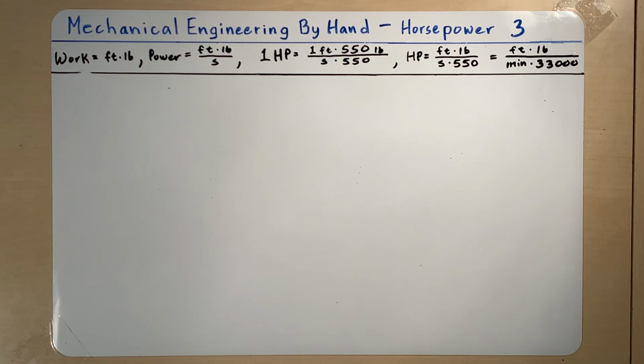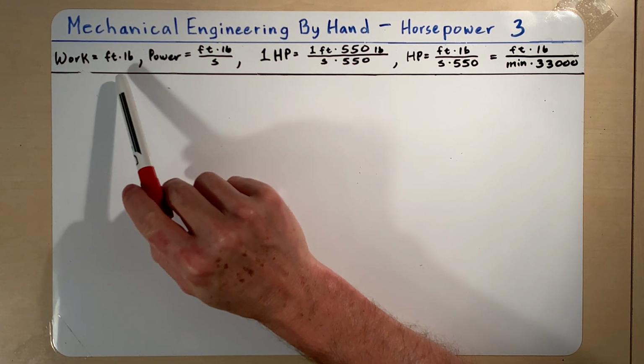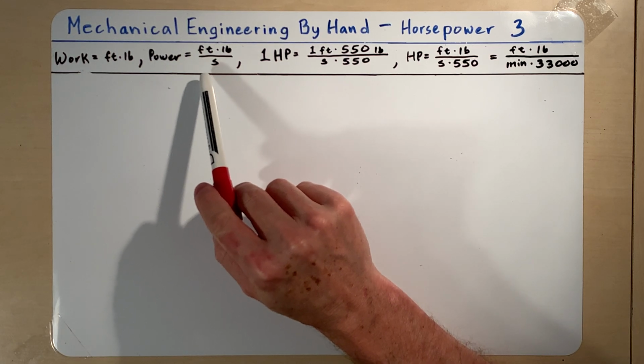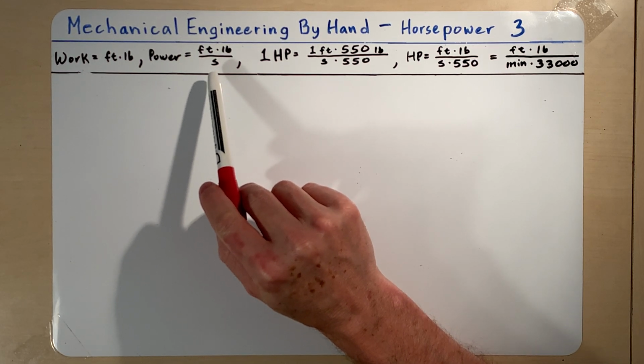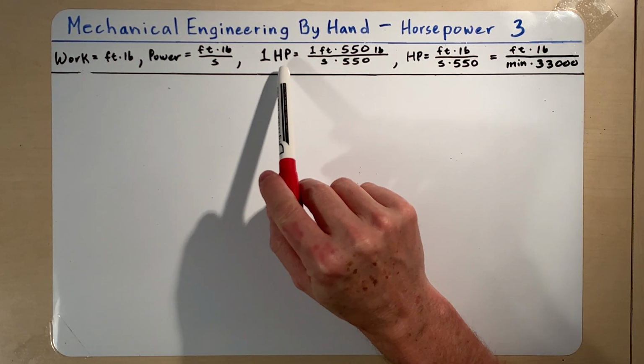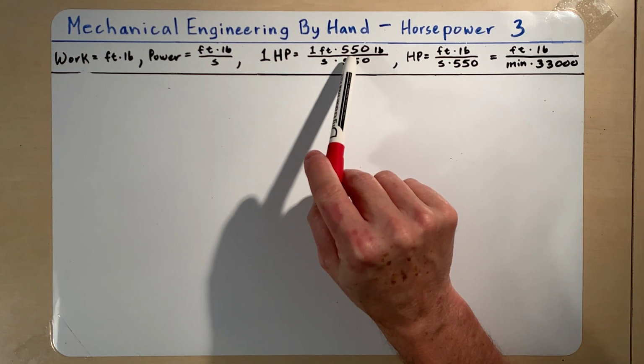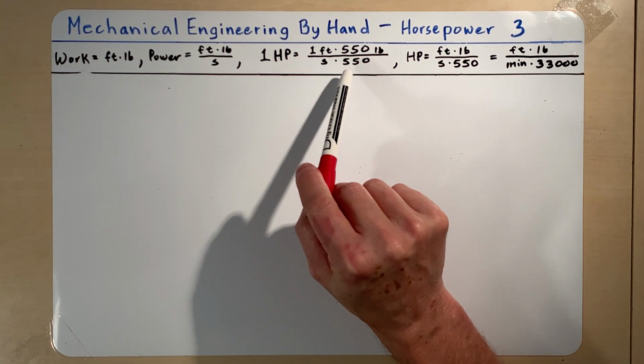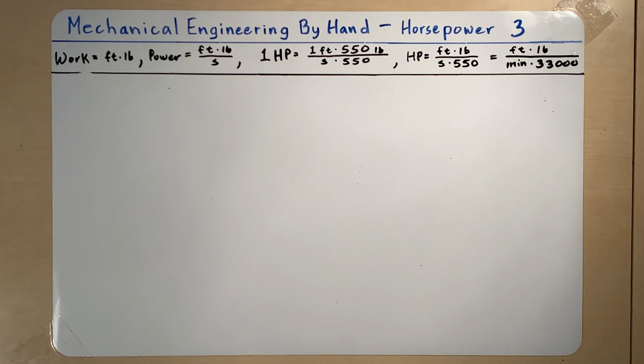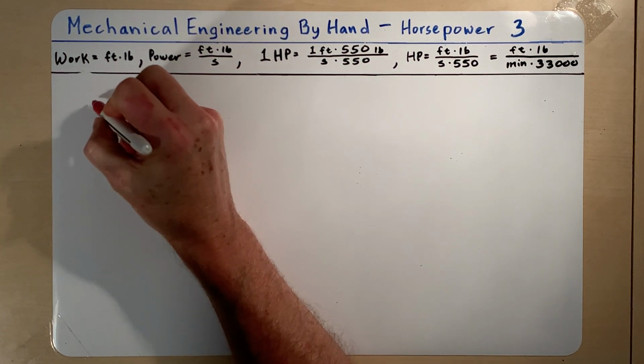Hello everybody. I'm going to go through a few more horsepower examples in this video. In a previous video we talked about work being measured in foot-pounds. Power is work per time, so foot-pounds per second. And then 1 horsepower would be 550 foot-pounds divided by 550. So let's look at an example with a pump.